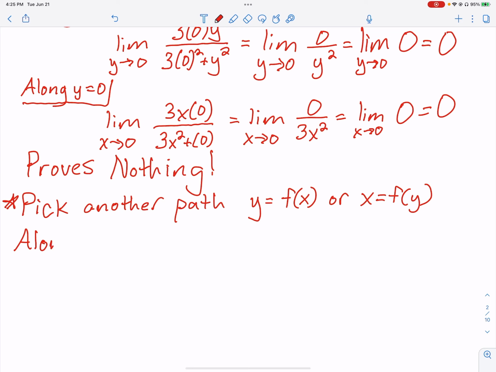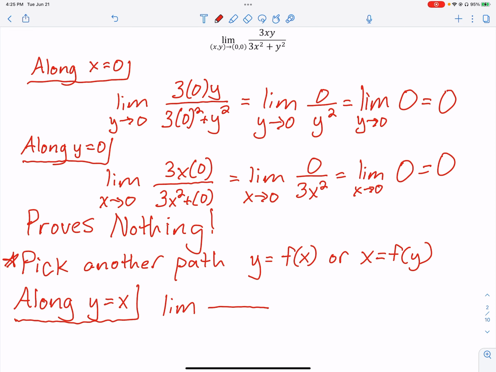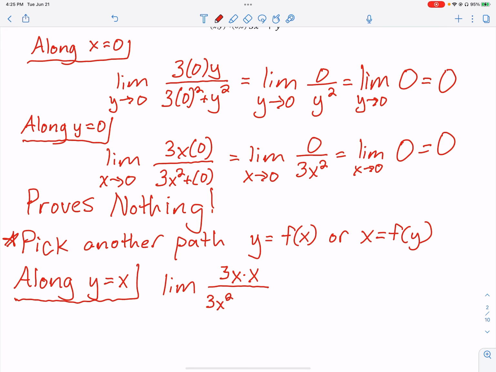So I am going to make my y or my x, either way, I'd write it the same way, along this path when y equals x. So that means I replace everything that was a y with x. So I get 3x times x over 3x squared plus x squared. That's the limit. And then we're dealing with x's, so I keep my x, and it goes to whatever point it was originally going to. It was going to 0, so I keep the 0. The reason I knew it was an x is because that's what I have left. Putting a y would do nothing.